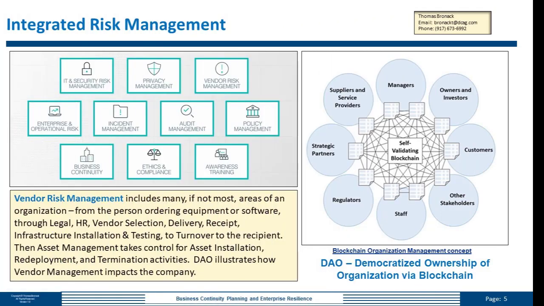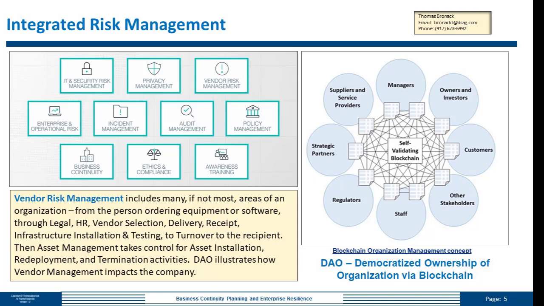In today's environment, integrated risk management is a requirement because of the many functions performed in an organization. All of these functions are dependent upon each other and should be included in your risk management practice. The areas within a company where risk management should be performed are shown within this slide and include: 1. IT risk management. 2. Privacy management. 3. Vendor risk management. 4. Enterprise and operational risk.